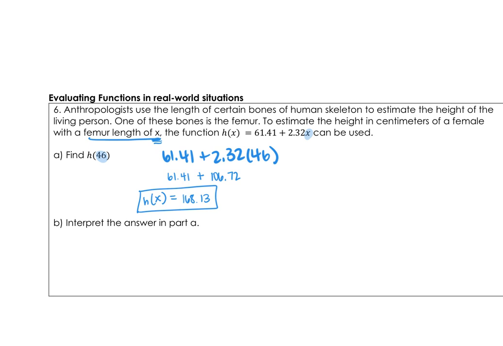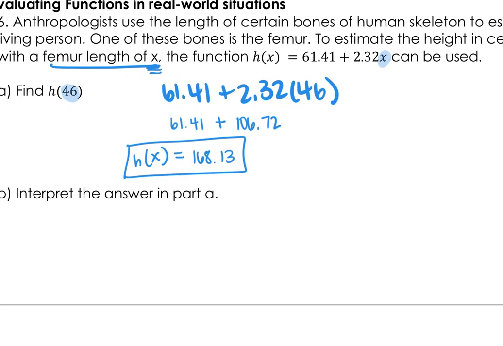What were the two things we're comparing? We said we're comparing femur length with what? The height of the female. So what does this answer mean? Which is what? Be specific. Okay, so specifically 168.13 centimeters, right? We know the exact height of that female, or we can estimate it, right?